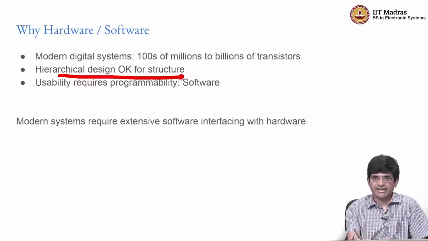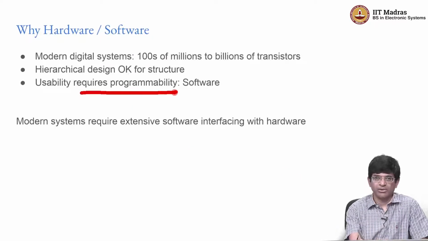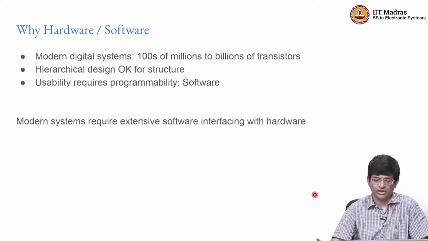The hierarchical design strategies that we have discussed so far are fine as far as the structure of the system is concerned, right? In other words, we know how to break a large system down into components and then those components into submodules and so on until we are at a point where we can design each individual module. But to actually use such a system, you need some kind of programmability. That's where software comes into the picture, right?